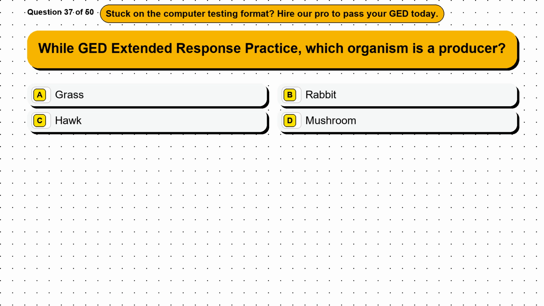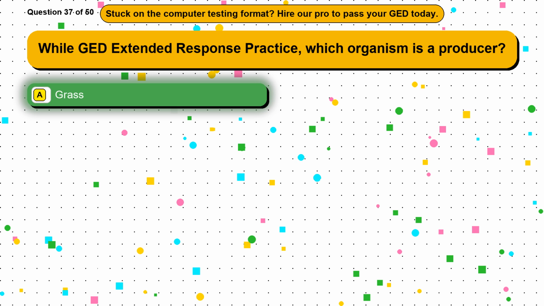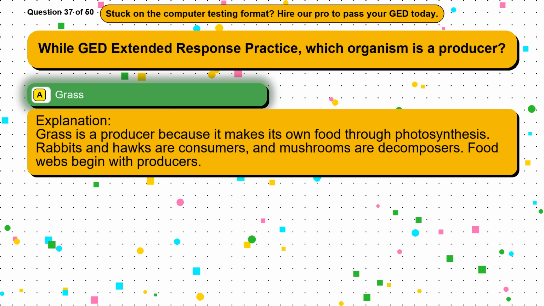Question 37. While GED Extended Response Practice, which organism is a producer? Option A Grass. Option B Rabbit. Option C Hawk. Option D Mushroom. The correct answer is option A. Grass. Grass is a producer because it makes its own food through photosynthesis. Rabbits and hawks are consumers, and mushrooms are decomposers. Food webs begin with producers.